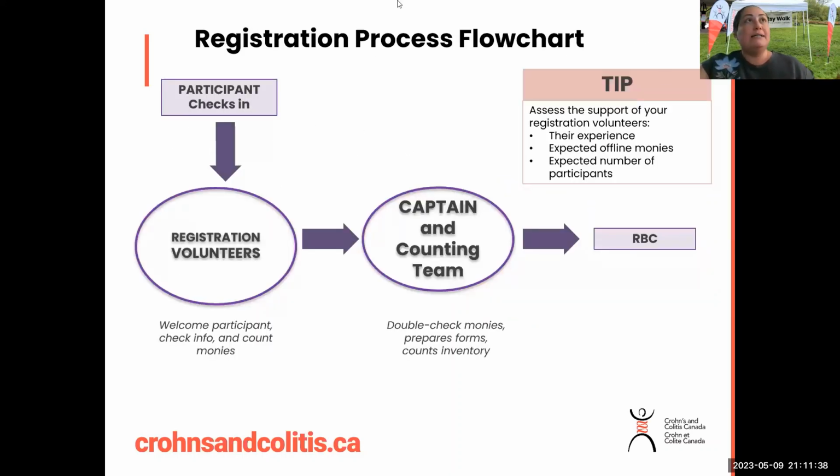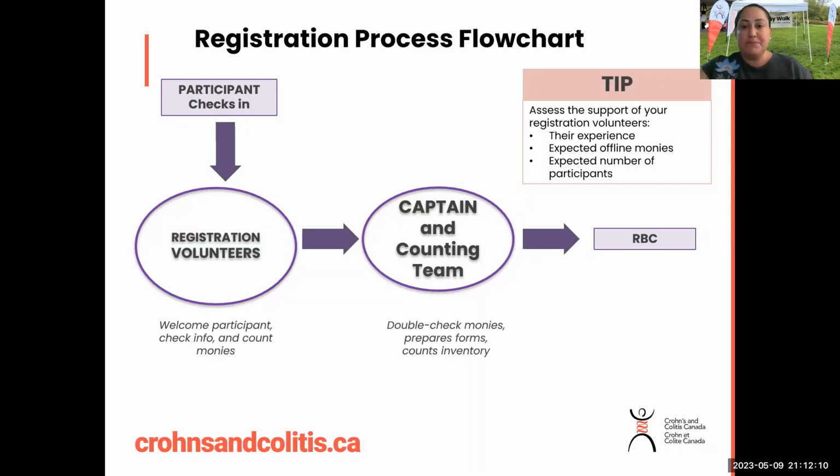And the flow chart is: when a participant comes, they go to the registration volunteers, they do their check-in. And then the registration volunteers would check the information and count the money. And then when everything is done, like all the offline money is received, this will go to the registration captain and the counting team. And they double check the money, prepare the forms, and count the inventory, which is the remaining prize inventory, like the swags.